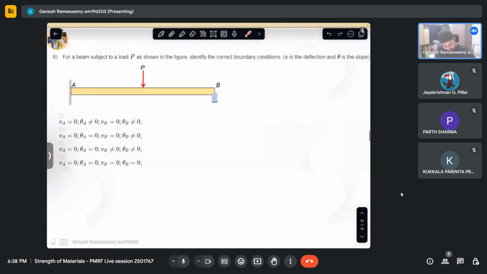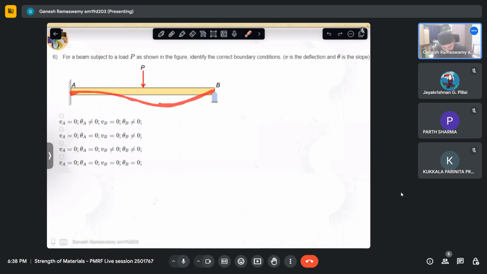Now let us look at this question just to identify the boundary conditions. For a beam subjected to a load P as shown in the figure, identify the correct boundary conditions. V is the deflection and theta is the slope. So for this beam, let us say if this was not there, it is just a cantilever with a load somewhere in the span. So it would have deflected like that. But because this is there, the deflection has to go to 0 here. So this would be somewhat of the deflected shape.